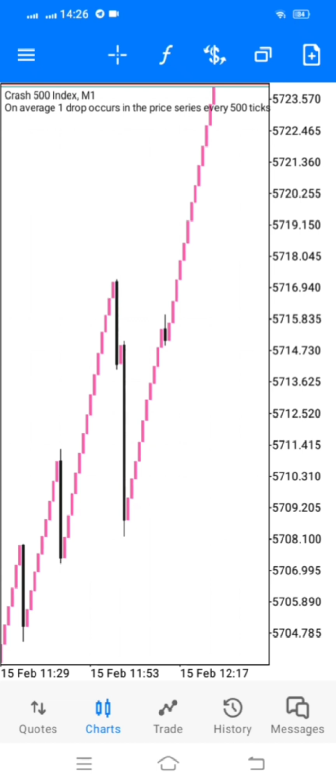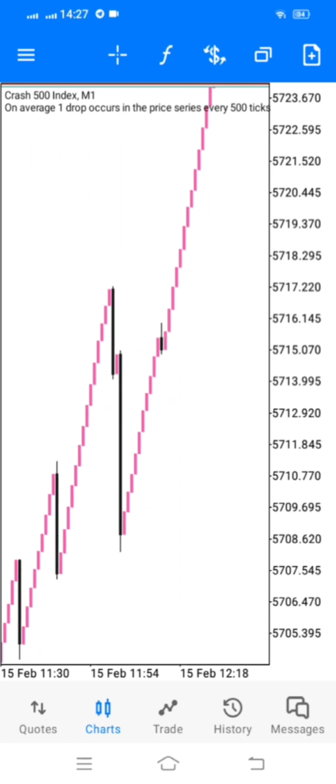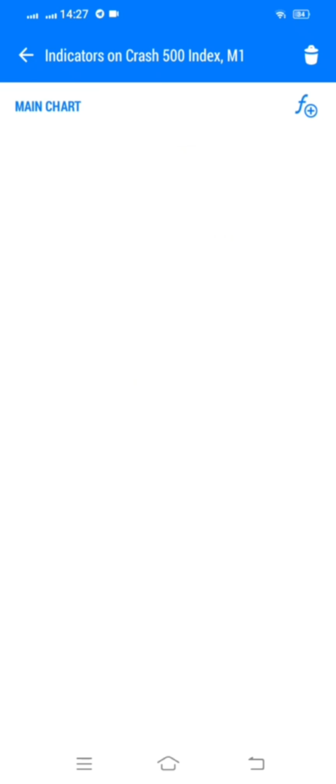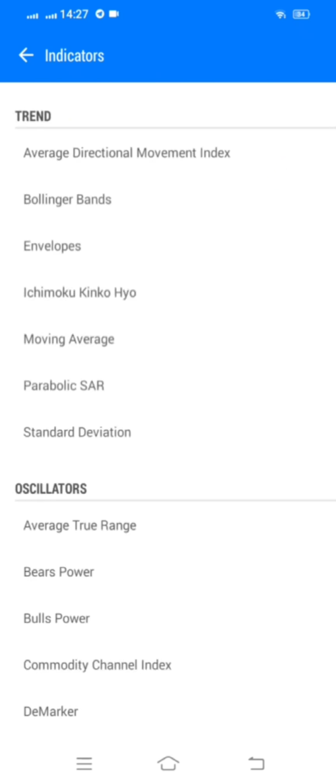Okay, so the first indicator that we're going to load, if you don't know how to load any indicators, you see this little F icon over here at the top. Just go ahead and tap on that F icon. You're going to click on main chart, so the F plus over here. I'm going to click that F plus, and our first indicator that we will be loading onto our charts would be a moving average. Okay, so over here we see moving average.